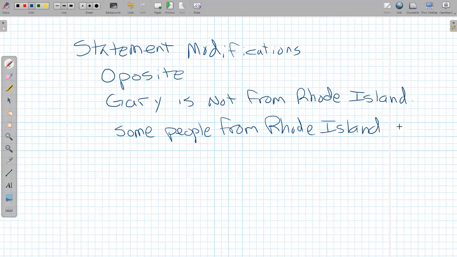And then the opposite of spelling poorly is, I would say, not spelling poorly. So some people from Rhode Island do not spell poorly. Sometimes we want to replace "not something" with a different word, and we have to be careful with that. So I want to give a couple of examples of why. Some might say the opposite of spelling poorly is spelling well.